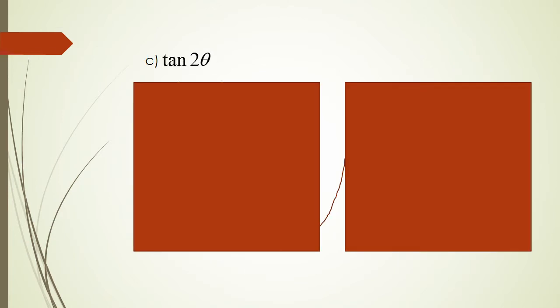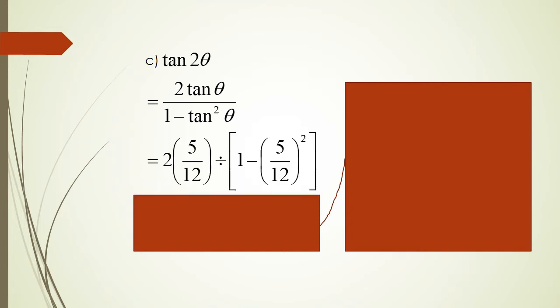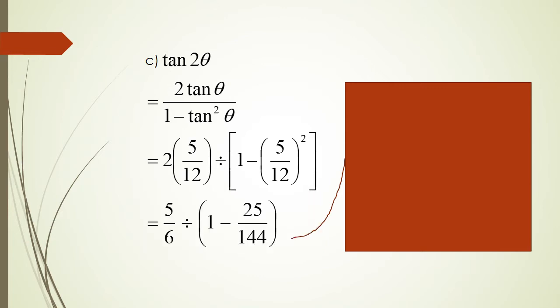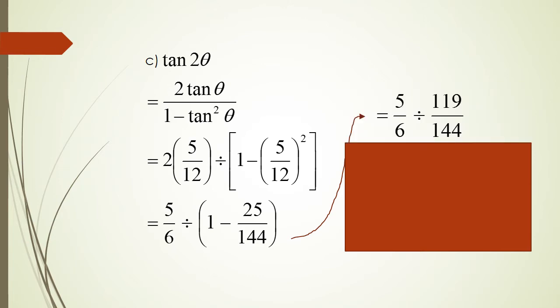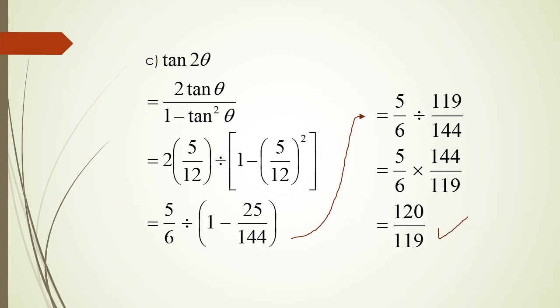Next question is tan 2 theta. See if you can write down the formula for tan of 2 theta. Once you've got that written down, you need to look back at the ratio you found for tan theta. The ratio was 5 over 12. When you plug that in, all you have to do now is simplify using BEDMAS. So make sure you square the 5 over 12 before you subtract it from 1. So 5 over 6 divided by 1 minus 25 over 144. The bracket, you need a common denominator. Can't do division, you multiply by the reciprocal. Reduce the 6 and the 144. Final answer when you multiply is 120 over 119.